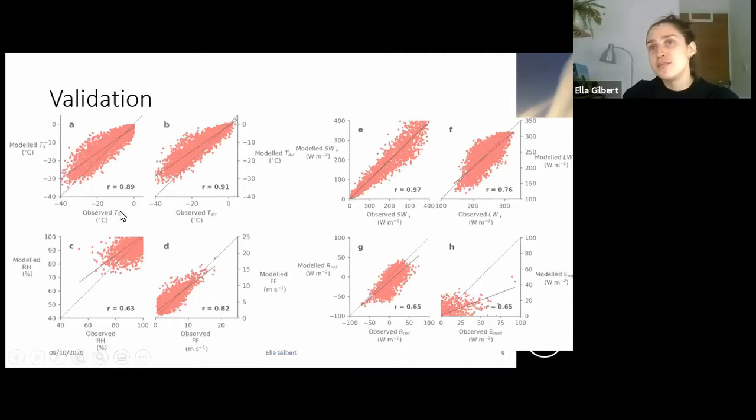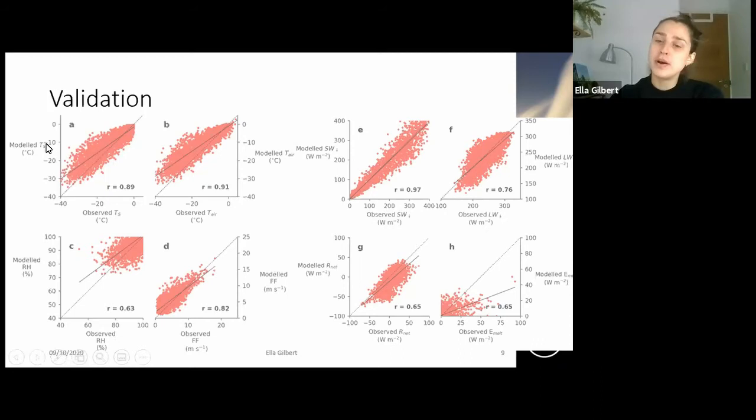So I've got modeled versus observed variables for surface air temperature, relative humidity, wind speed, downwelling solar and long wave radiation, net radiation, and then the melt flux. Here, all the dashed lines are a perfect one-to-one line, and the solid line is the actual relationship. This is from the weather station that we have the most complete data set for. And you can see that overall it does a pretty good job. There's generally quite good agreement.